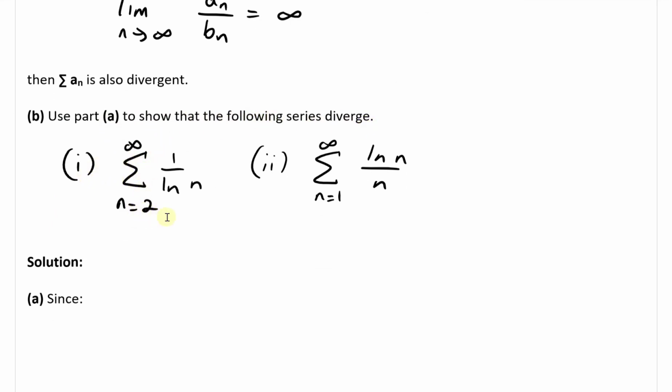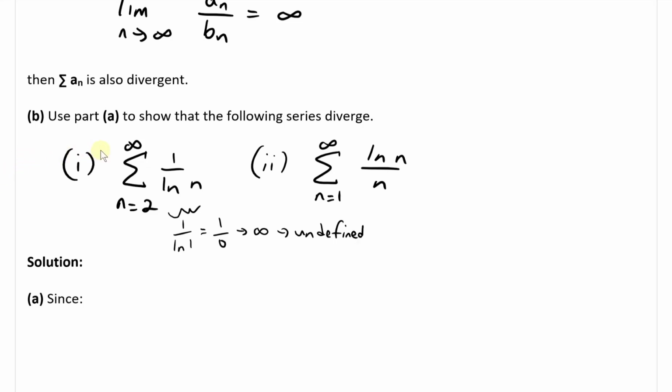summation from n equals 2 to infinity of 1 over ln n. And again, the reason it's n equals 2, just a note, is because 1 over ln of 1 equals 1 over ln of 0. In other words, ln 1 is equal to 0, so we're going to get 1 over 0, which is infinity. So this is undefined. So we'll just put n equals 2 instead.